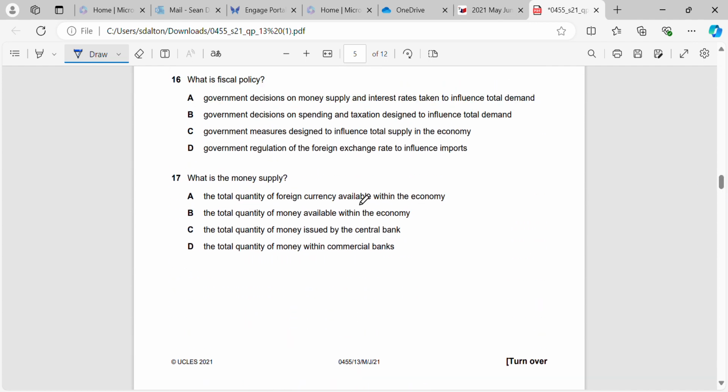Okay, what is the money supply? So, not going to spend too long on this. The money supply is the total quantity of money available within the economy. Okay, it is issued by the central bank. They are the ones who will print the funds. The money available within the commercial banks and the total quantity of foreign currency available, they all come into the money supply, but they are not the money supply themselves. They're components of the money supply.